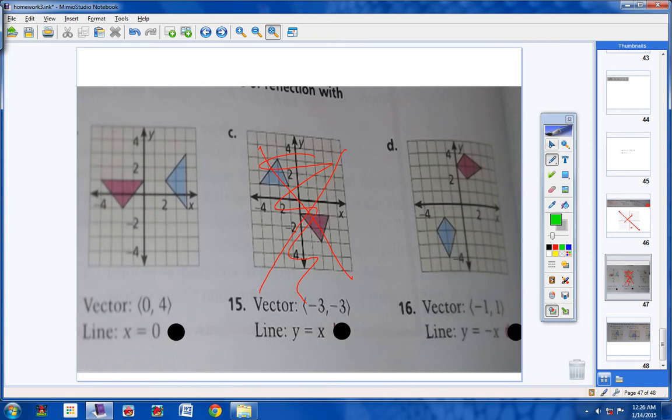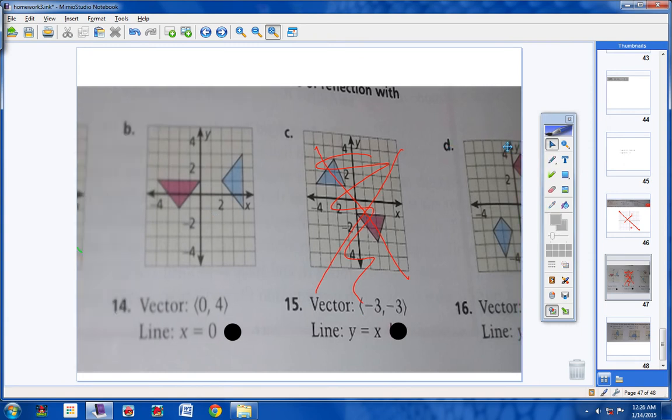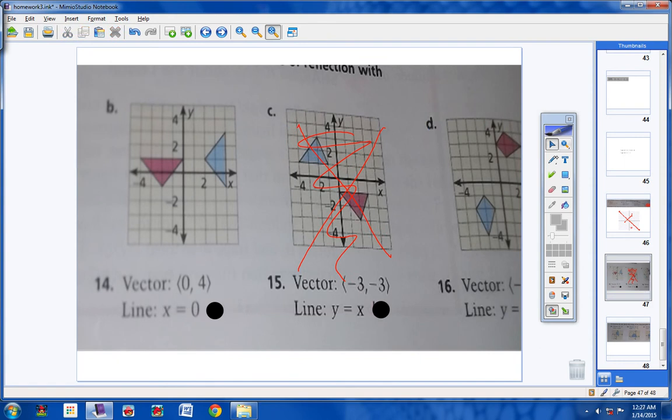Remember, we've already used A, so now we're on to letter B, okay? Well, first of all, we're going to take our pre-image, blue, and move it negative 3, negative 3. So this point here would be 1, 2, 3, then down 1, 2, 3. This point would be 1, 2, 3, 1, 2, 3. And this point here would be 1, 2, 3, 1, 2, 3. So there we go.